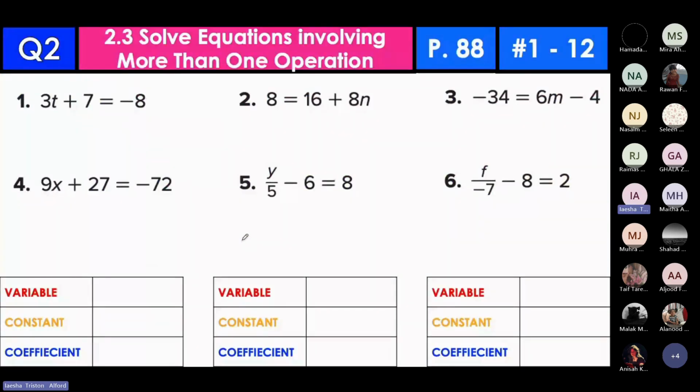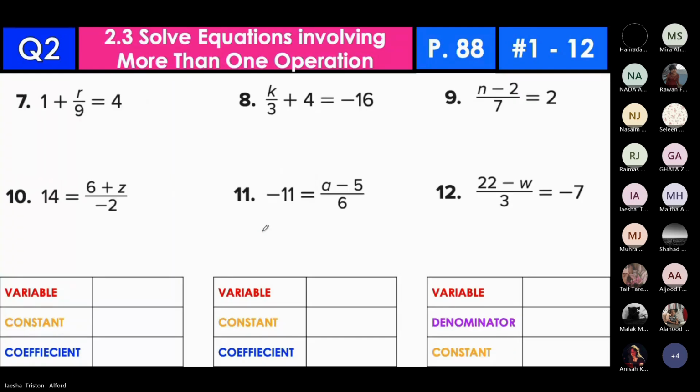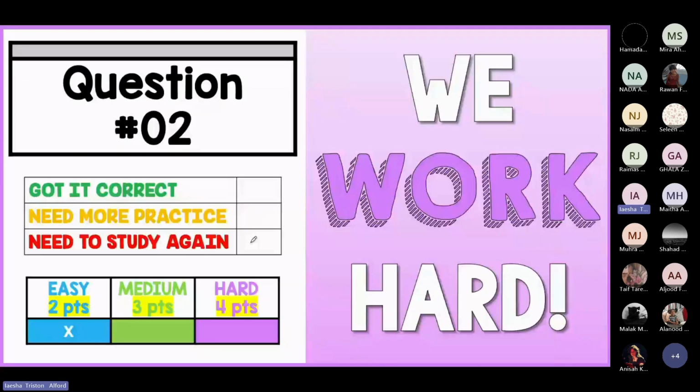Okay? And this is question number 2. I believe that you should be able to solve all of them. Make sure you write your variable, your constant, your coefficient to keep you focused. Most of these I did in class. This one, I put it easy too. I think you should be able to do this one, no problem.